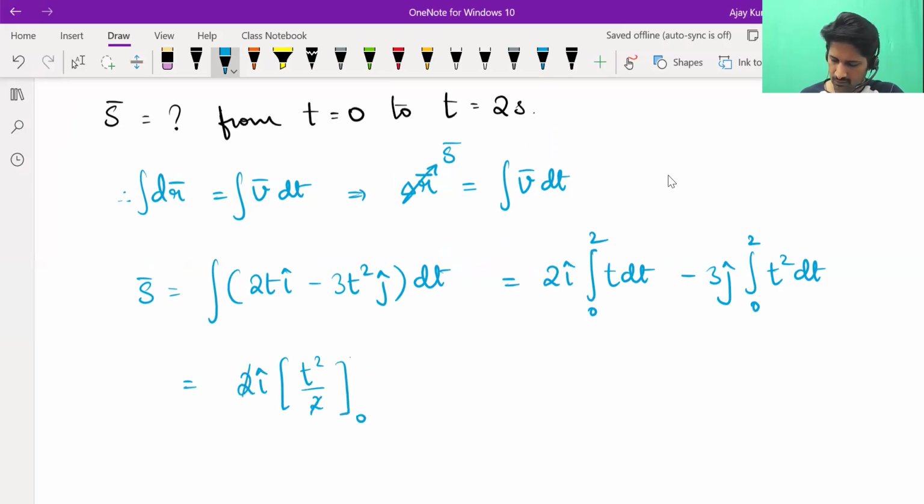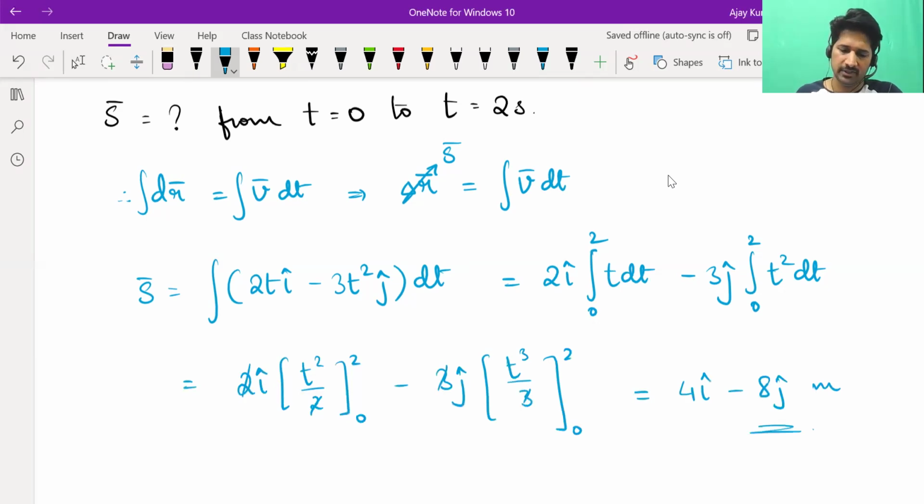You still have to substitute the limits. Minus 3 j cap. Integral t square dt is t cube by 3. The 3's get cancelled. You still have to substitute the limits. And the answer becomes 4 i cap minus 2 cube is 8 j cap meters. That is the displacement in 2 seconds. Okay, so I just wanted to show you that during integration also, the i cap, j cap terms can be kept outside the integral. They are constants.